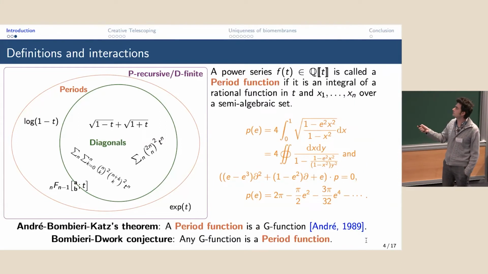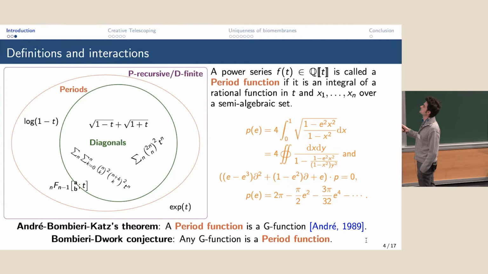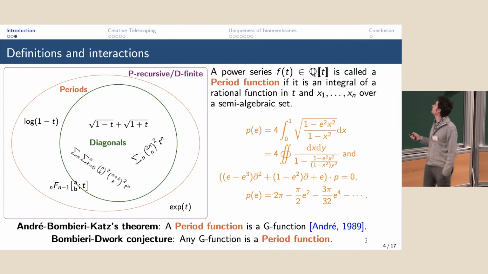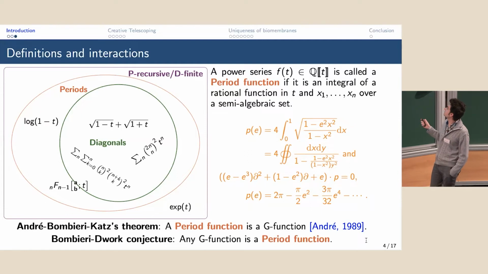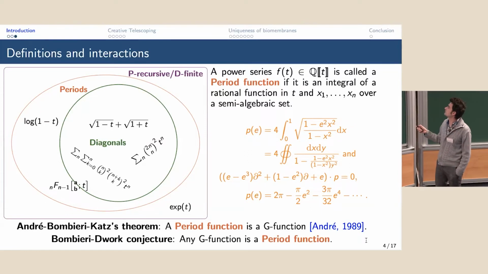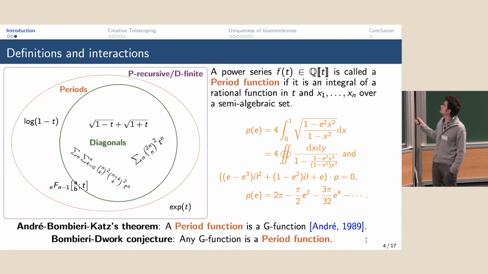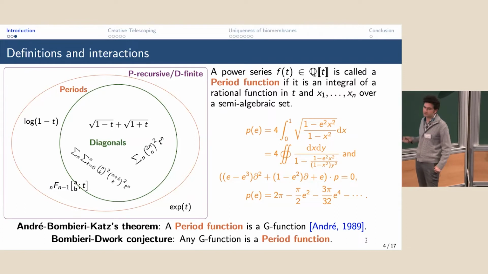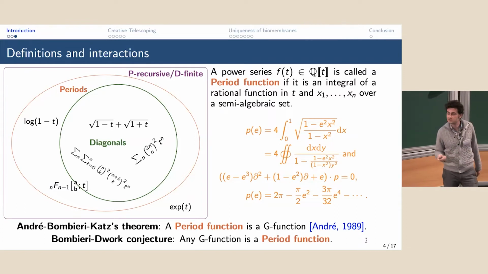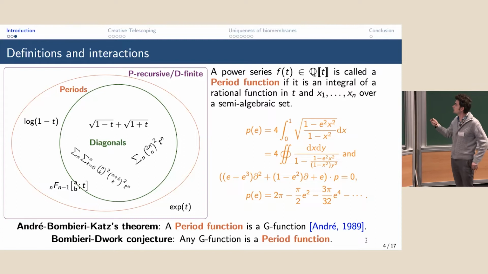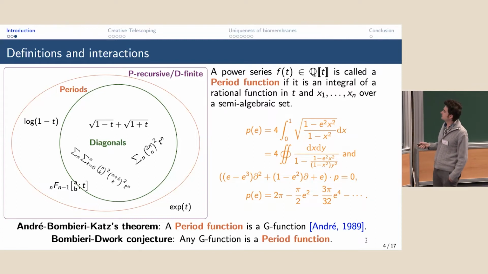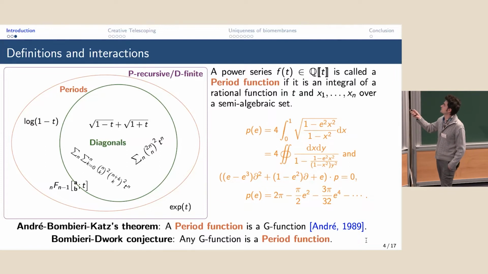A subclass of the d-finite functions is the class of so-called period functions, which are a very interesting hot topic. And they can be roughly defined as follows. So you take some rational function in t and some variables x, which you will integrate out over a semi-algebraic set. So these are defined very analogously to these period numbers, but now with a parameter t, so these are functions. And so here is an example.